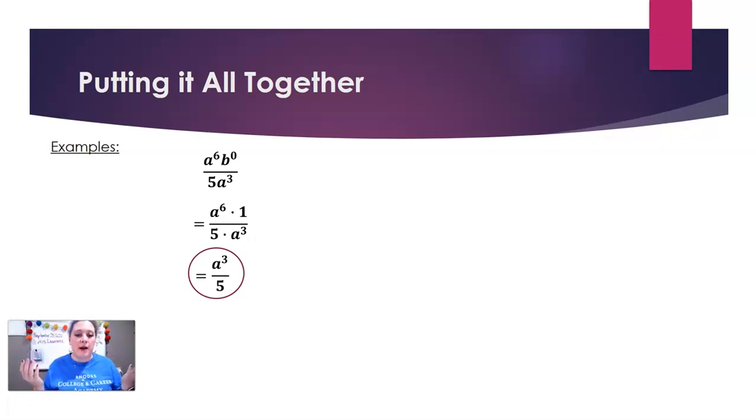How did I get a to the 3rd power divided by 5? Well, if you remember, to divide exponents, like in the previous day, we talked about dividing exponents. I subtract the exponents when I have to divide. So a to the 6th power divided by a to the 3rd power, I keep the a, and I take 6 minus 3, which is how I got the 3 on top. And then the 5 just stays on the bottom. The 1 times anything is just whatever it is. So 1 times a to the 3rd power is just a to the 3rd power.